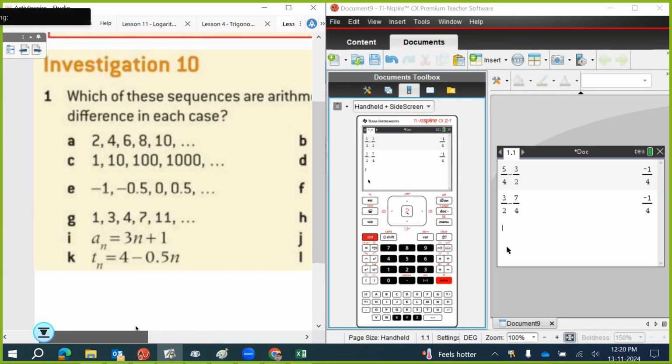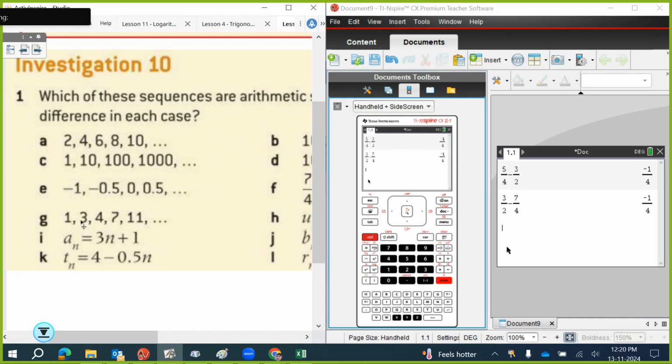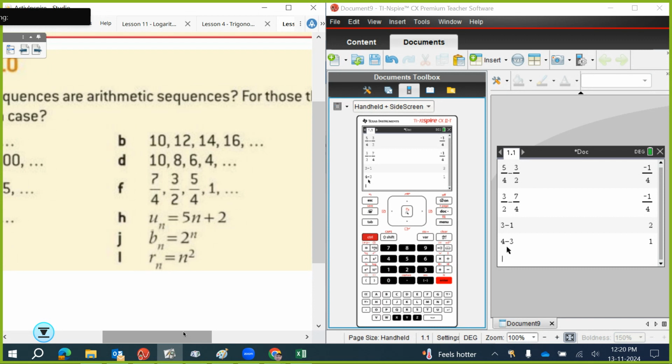Let me stay on my calculator screen. Is there a common difference in this one? Let me quickly check. 3 minus 1 gives me 2. 4 minus 3 gives me 1. No. So G is not arithmetic. Let me switch back over here.